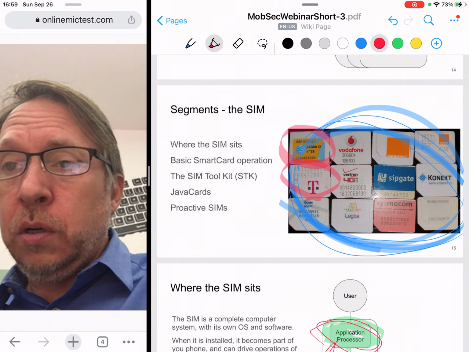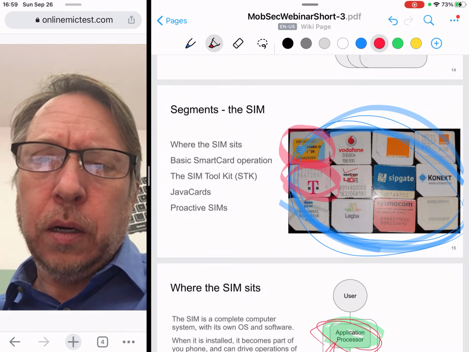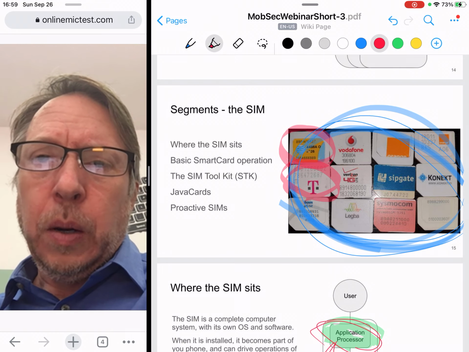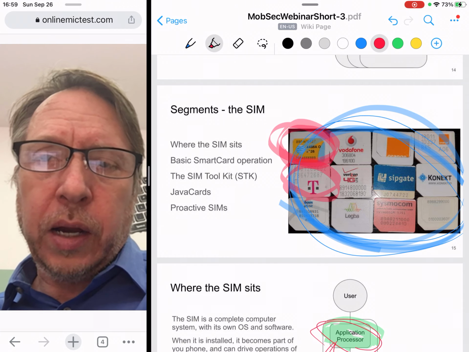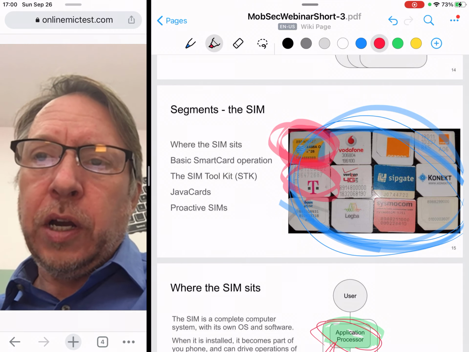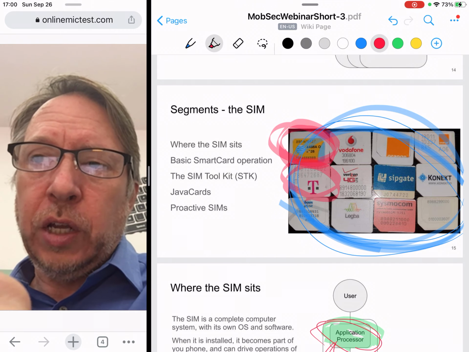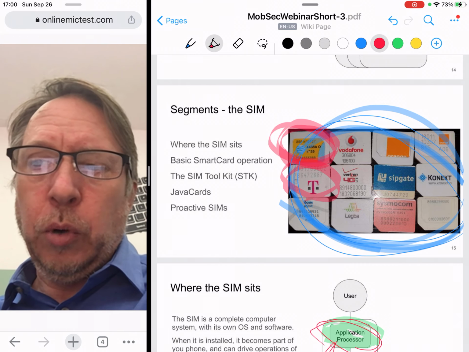I'll add a link in a comment. I have a blog post that I wrote about this AT&T SIM and some proactive behavior from it. There's a very interesting comment on there from someone who apparently used to work for T-Mobile UK, talking about other things that they did with proactive SIMs at T-Mobile UK. I'll include a link to that in the comments on the YouTube.